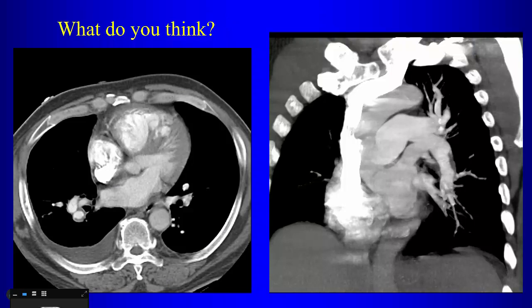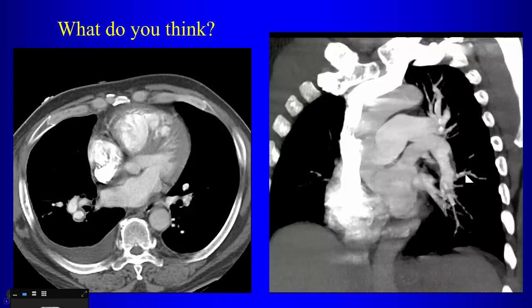Chronic PE. So what makes you say it's chronic thromboembolic disease? So the filling defect is eccentric. It's along the wall. And then here also on the cross-sectional view, you can see that the filling defect is eccentric along the wall of the vessel. So this is chronic thromboembolic disease.